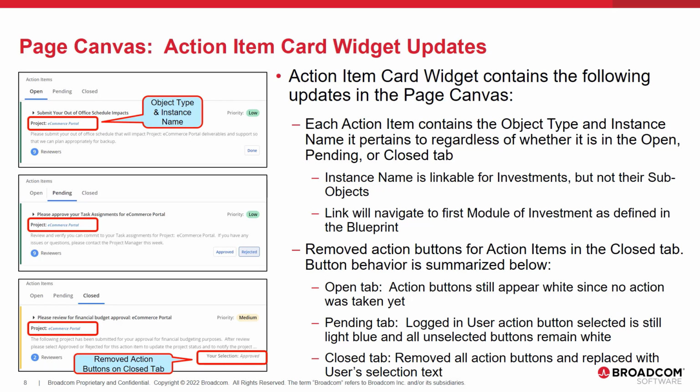The second enhancement that we made to the action item card widget is we actually modified the button behavior. The only difference that you'll see is on the Close tab. We actually removed all the buttons and instead replaced them with the user selection text. So the button behavior under Open and Pending action items is still the same as it is today.